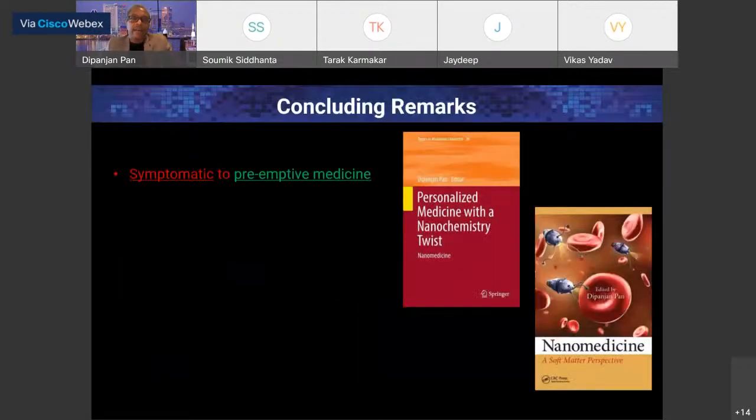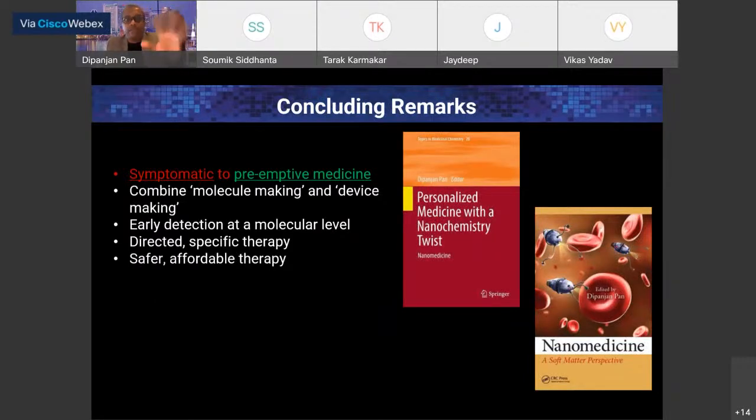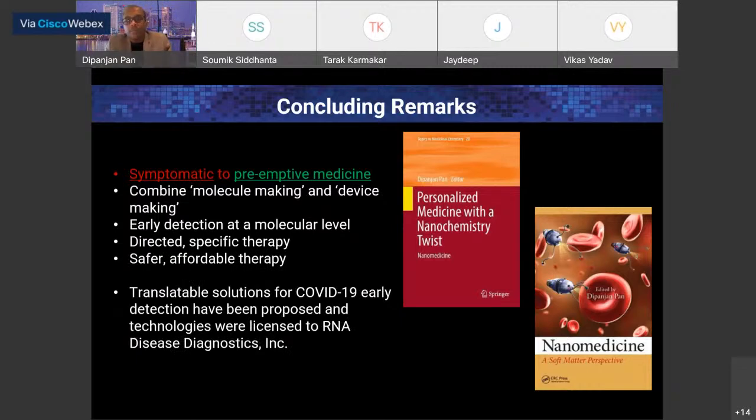With that, I'm going to end here. We didn't talk about therapy or imaging, but we talked about a translatable solution that is proposed for COVID-19 early detection and RNA disease diagnostics. A company has licensed this technology, and it is coming up pretty soon. We're hoping the product will be in the market, and this is clearly an example of bench-to-bedside research. The FDA approval process and the EUA are in process, but my lab is FDA certified to accept samples and do laboratory diagnostic tests.